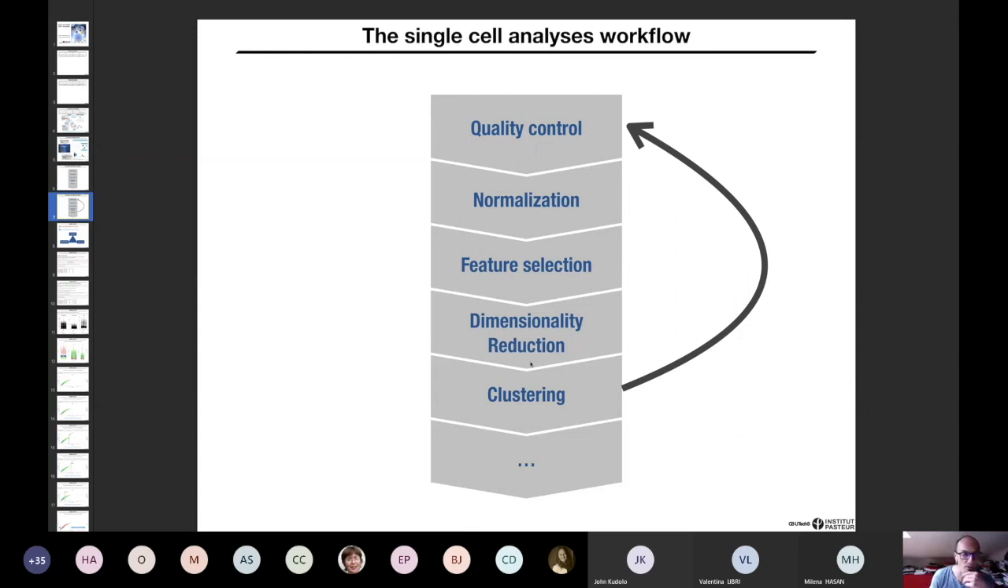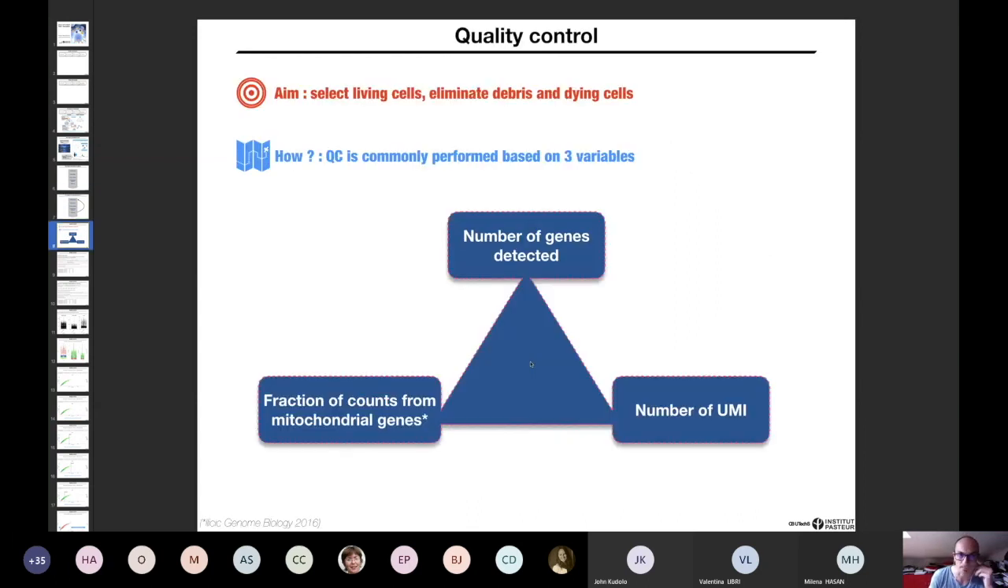Okay, so let's start with the quality control step. The aim of this step is to select the living cells and eliminate debris, ambient RNA and dying cells. How do we do that? Usually, the quality control is performed based on 3 variables, which are the number of genes detected per cell, the number of UMI, and also the fraction of counts coming from the mitochondrial genes.